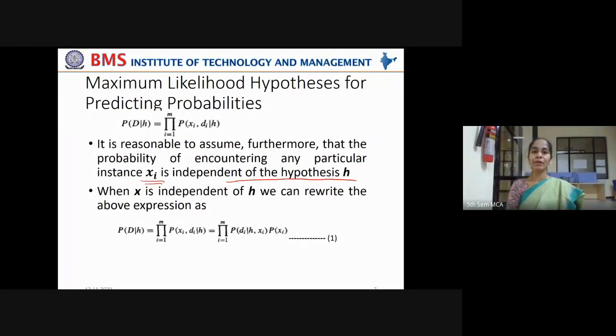Now we can assume this. Why? Because there are some patients who are not in compliance with the statement made. There are some patients, 8% of the patients, who have the same symptoms but are not recovering. For that, it is reasonable to assume, furthermore, that the probability of encountering any particular instance xi, that is the set of symptoms for a patient, is independent of the hypothesis h.